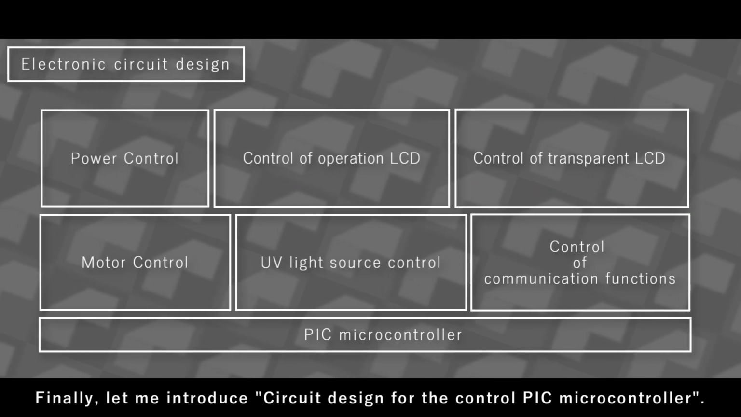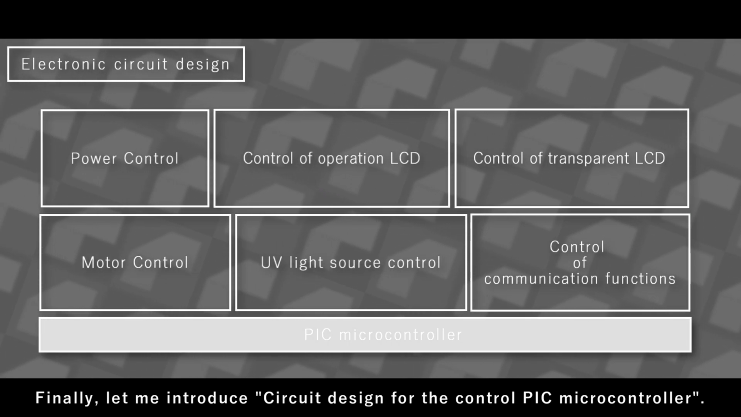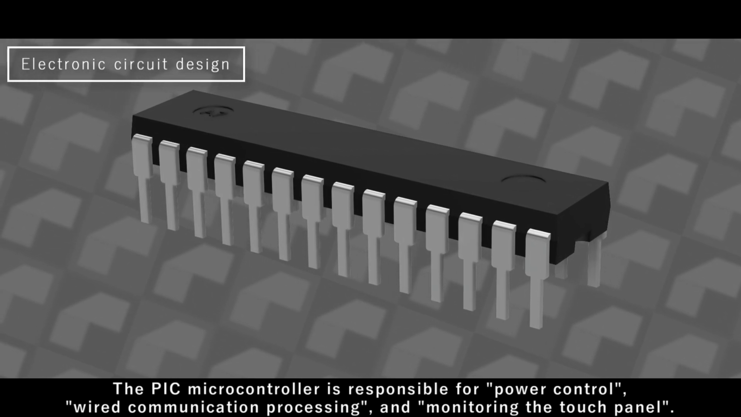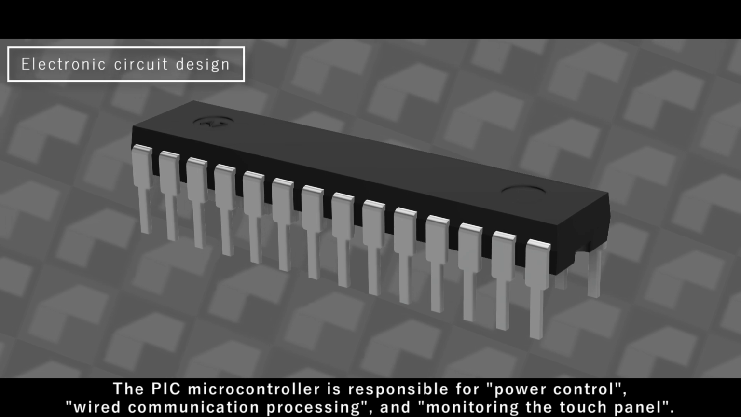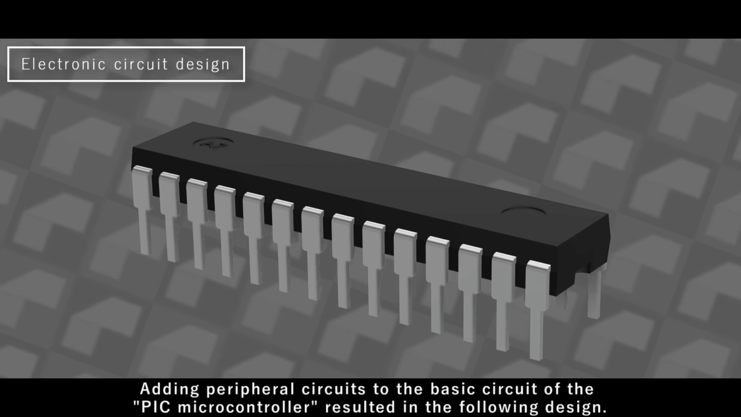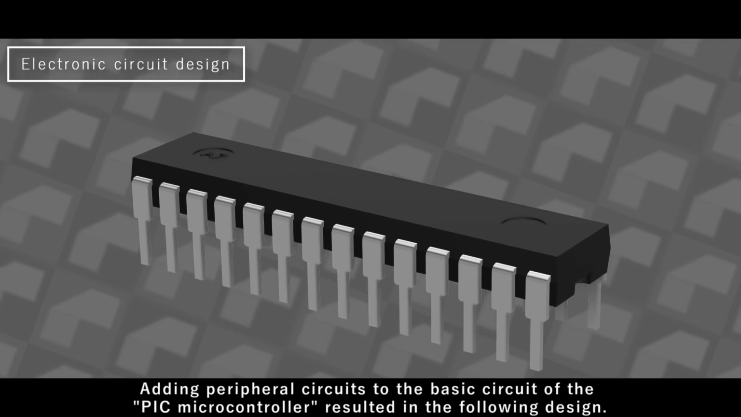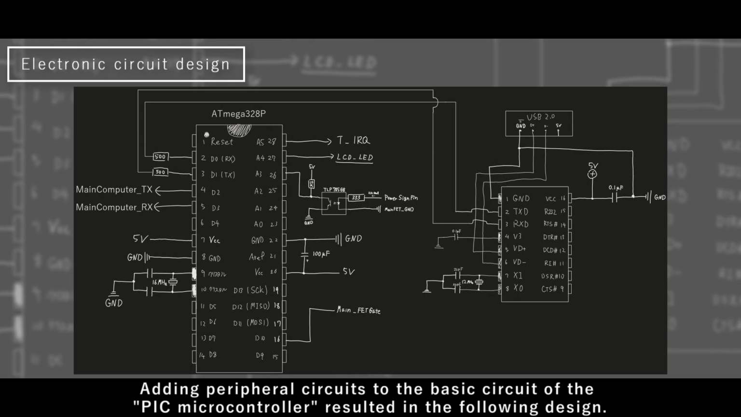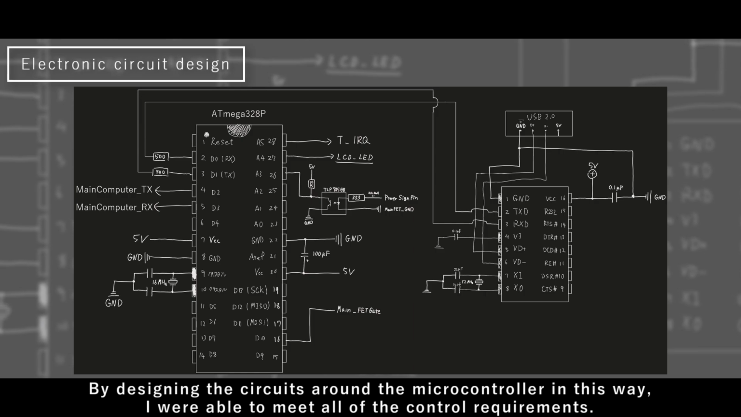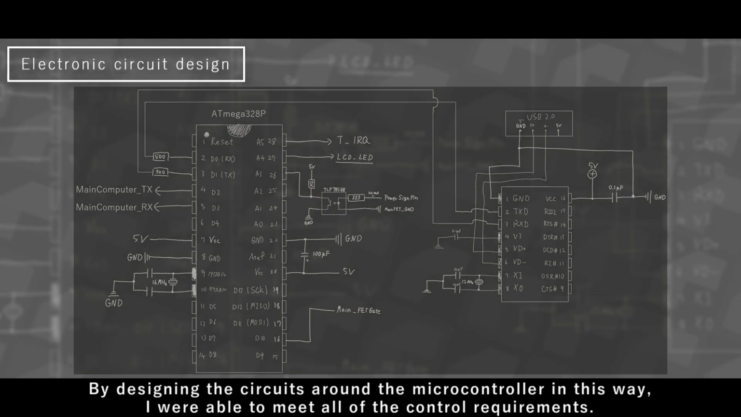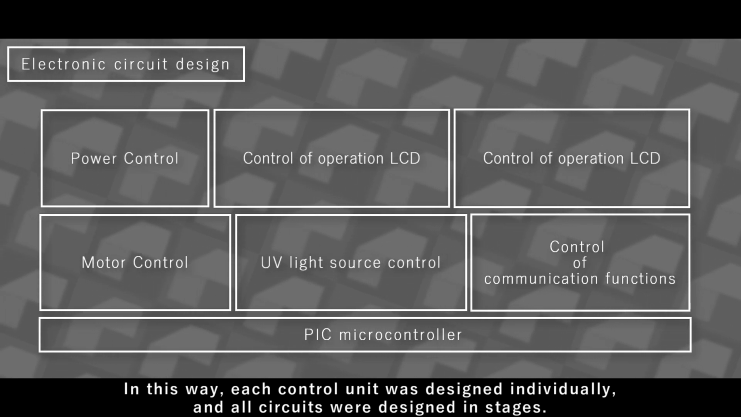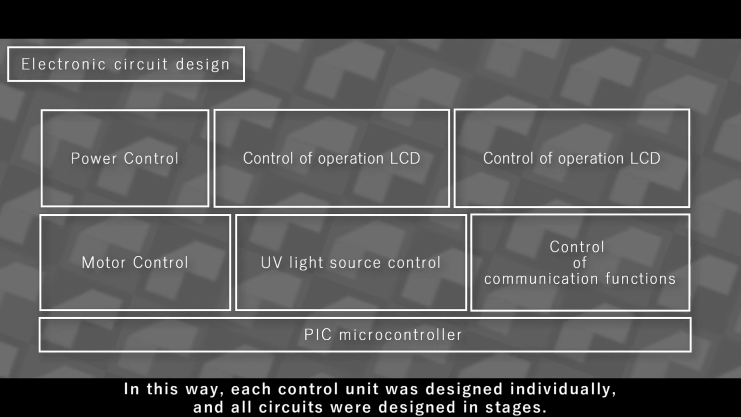Finally, let me introduce the circuit design for the controlled PIC microcontroller. The PIC microcontroller is responsible for power control, wired communication processing, and monitoring the touch panel. Adding peripheral circuits to the basic circuit of the PIC microcontroller resulted in the following design. By designing the circuits around the microcontroller in this way, I was able to meet all of the control requirements. In this way, each control unit was designed individually, and all circuits were designed in stages.